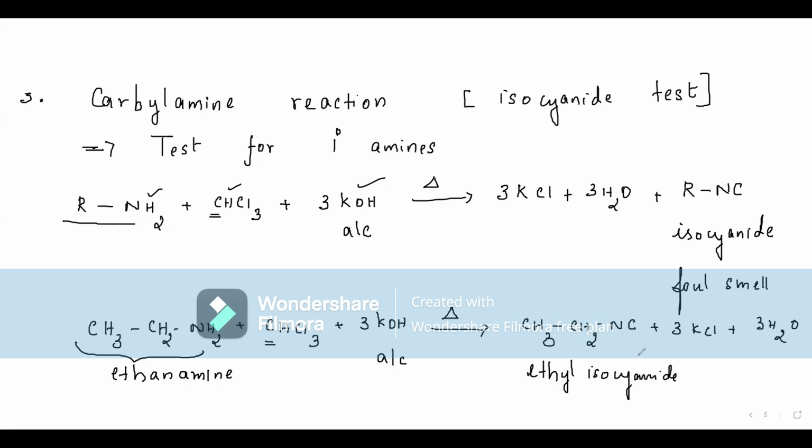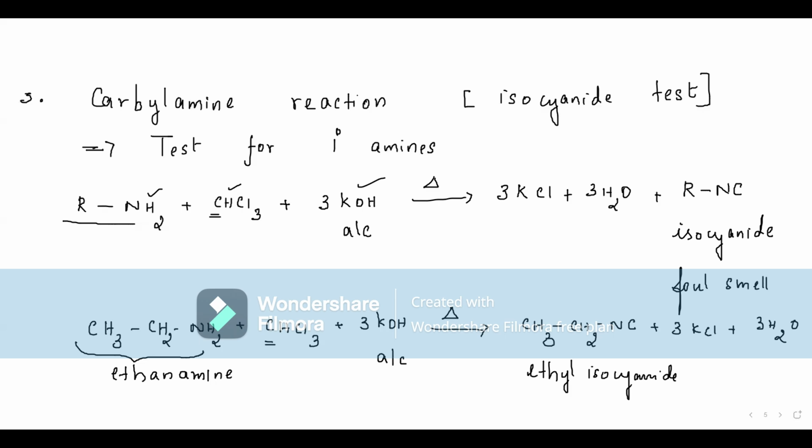All right. So that is the reaction called the carbylamine reaction. Point to be noted: the carbylamine reaction is only for primary amines. Moving on, the next reaction that we need to study is the reaction with nitrous acid. What is nitrous acid?